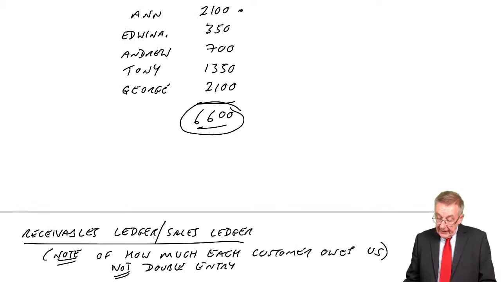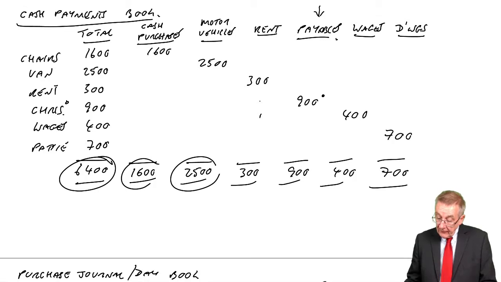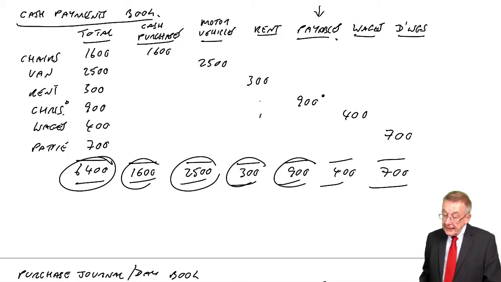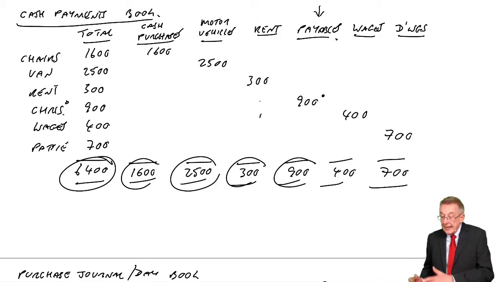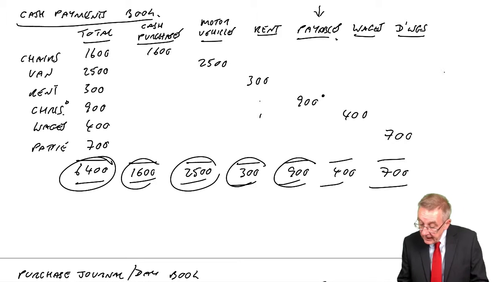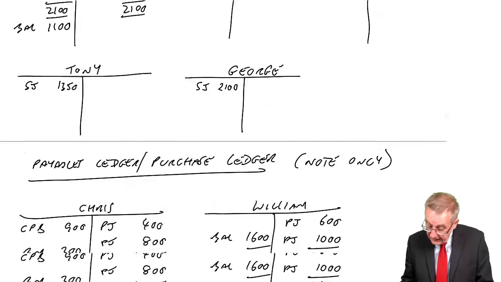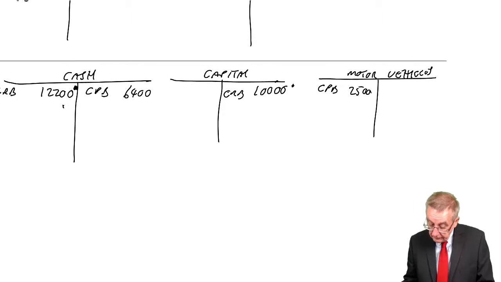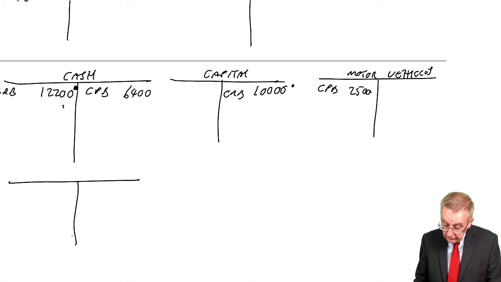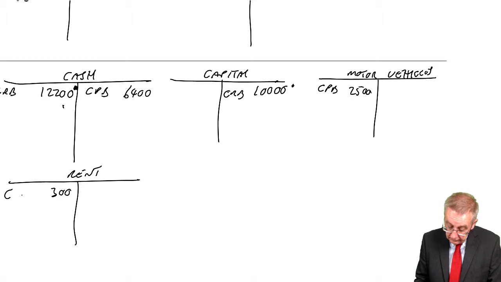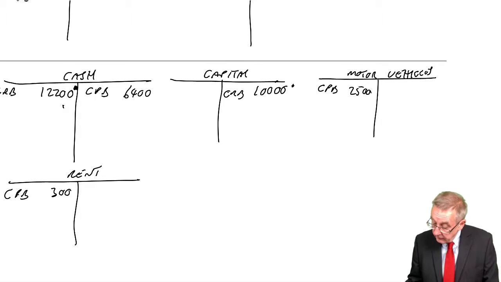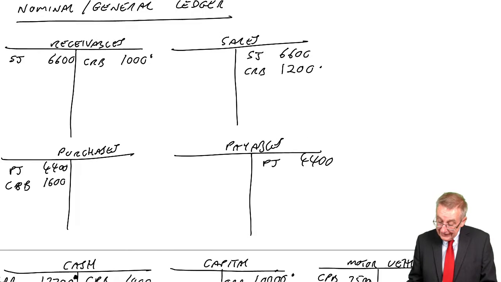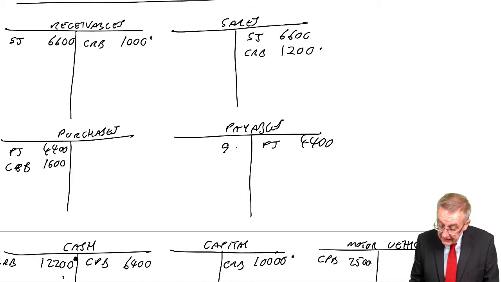Why else are we spending cash? 300 rent, 900 payables. Credit cash, debit rent, credit cash, debit payables. So rent 300. Payables, I've already got an account for payables. Where is it? There. Payables 900.